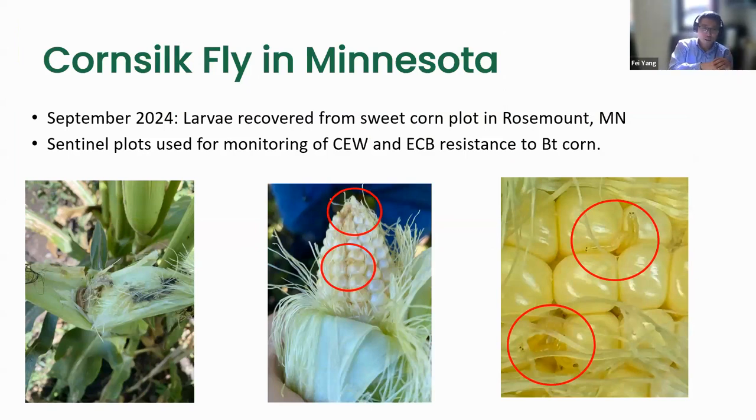We also found this pest for the first time in September 2024. When we checked our sweet corn plot for Bt resistance monitoring for corn earworm and European corn borer, we were trying to find some Lepidoptera insects, and we opened the ears and found lots of damage. For some traits, we found these red circled ones here, and these are not Lepidoptera insects.